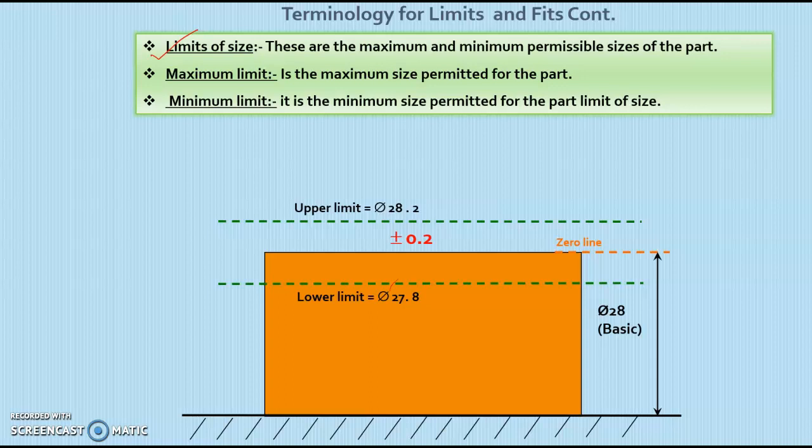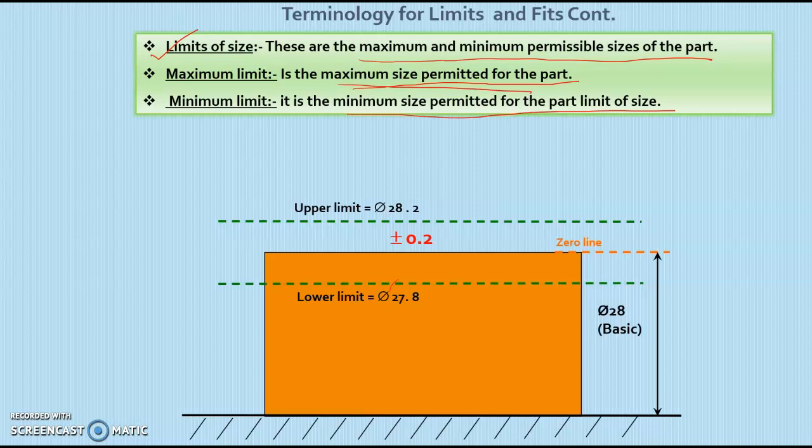So that is known as the limits of size, and we have two limits of size, that is the maximum and minimum permissible sizes of a part. The minimum limit is the minimum size permitted for a part. That means if the part is made within that size, that is acceptable. If it goes beyond that size, it is rejectable. Similarly, the maximum limit is the maximum size permitted for a part.